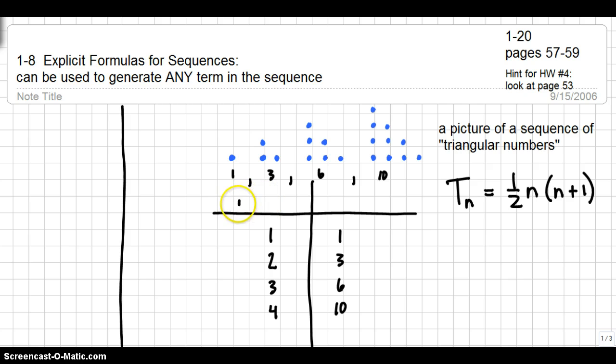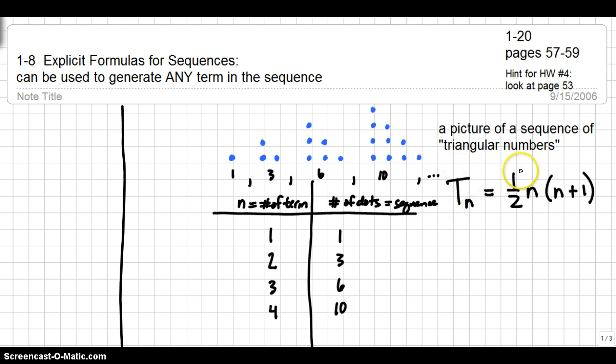So if we were trying to make a table and talk about our two variables here, we've got n representing the number of terms, or the term number that we're on in the sequence, and then the actual number of dots representing the sequence itself. So the actual list of numbers. So the sequence we're generating here, called the triangular numbers, are the numbers 1, 3, 6, 10, and so on, indicating that there are other numbers to this sequence that we have not yet indicated.